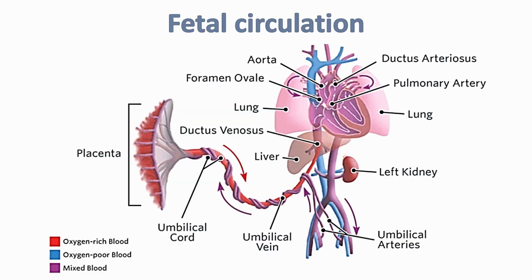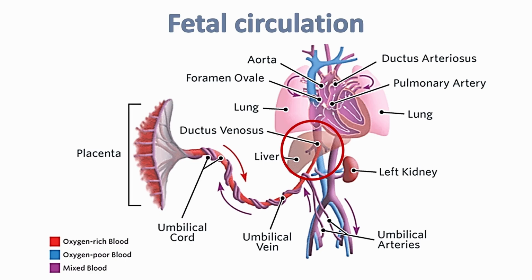In the fetus, the heart does not separate oxygenated and deoxygenated blood perfectly. Instead, it is a system of controlled mixing. The fetus gets oxygen from the placenta, not the lungs. There are three main points of mixing.